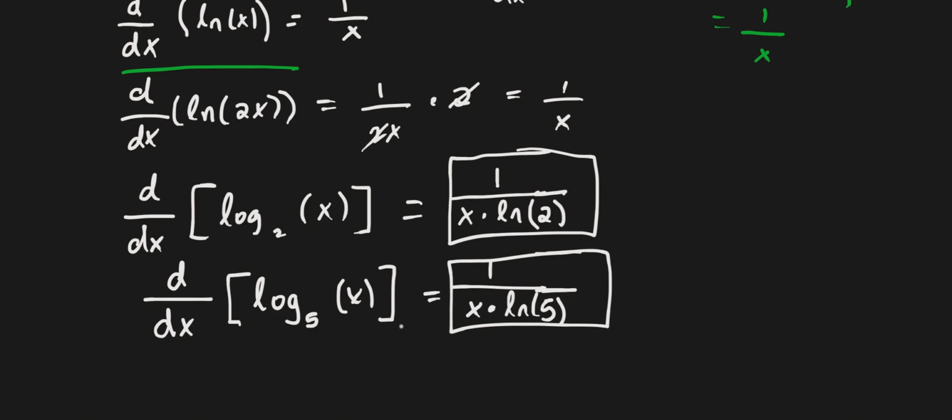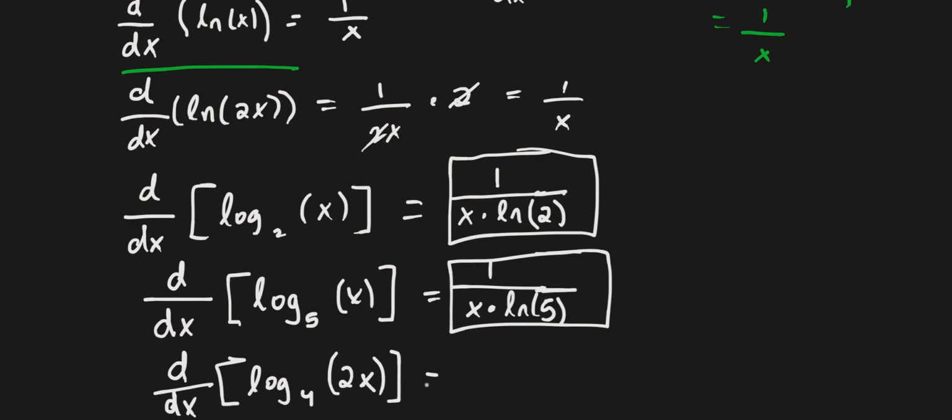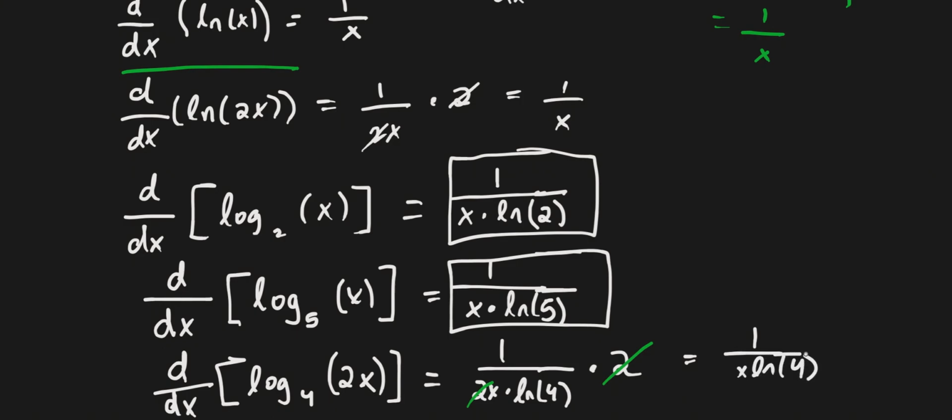Okay, let's do another example. So let's look at the derivative of log base 4 of 2x. Okay, how do we do this? Well, this is just going to be equal to 1 over, not x, but 2x. We're leaving that alone, multiplied by the natural log of 4. And this is going to be multiplied by the derivative of this function. That's just going to be 2. And notice what happens here. The 2's cancel. And this ends up being 1 over x ln 4. And that's your answer.